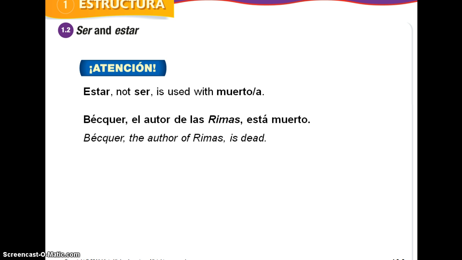And finally, please notice that muerto, we need to use estar and not ser. So Becker, el autor de las rimas, está muerto.